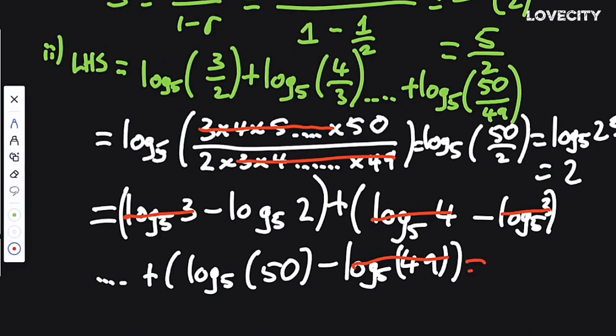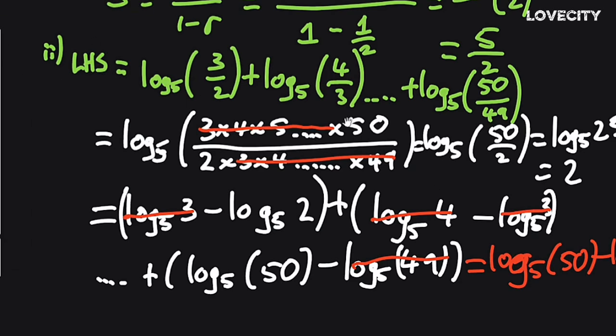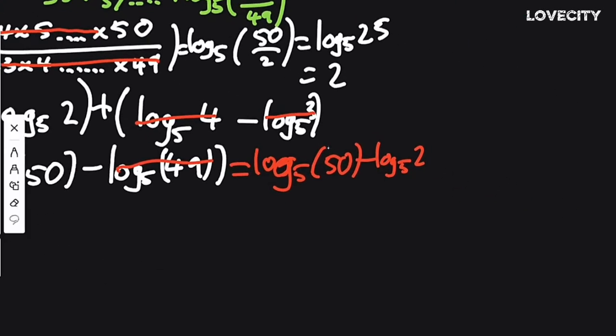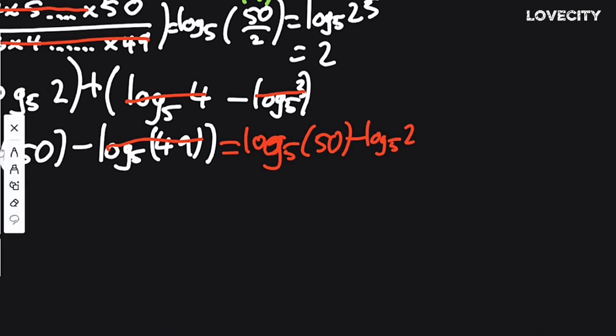And we're going to be left with log 5 of 50 minus log 5 of 2. And well, again, that's just going to be equal to 2. Because we can use the subtraction of logs, it's like we divide the insides.